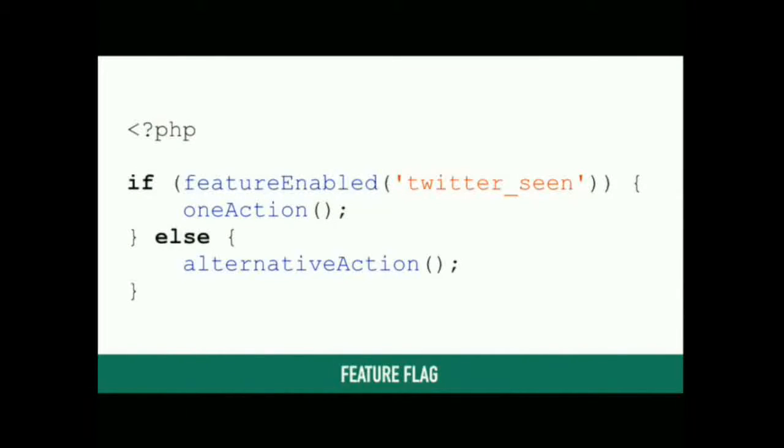But we can make this a little bit more complex. I've just got this function called feature enabled because, why bother with OOP? But if we want to say Twitter seen, was it seen on Twitter? We can do one thing, if not do another. And this is where the power of feature flags really comes from. So what's in a name? Why is a feature flag not just a conditional if statement? Why am I doing a talk on if statements?